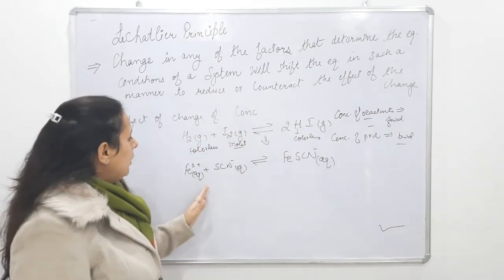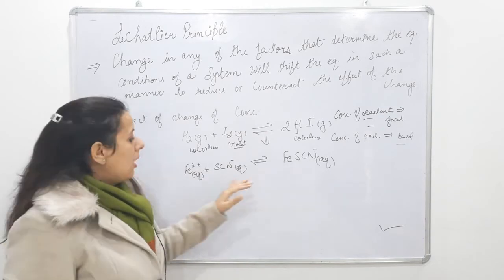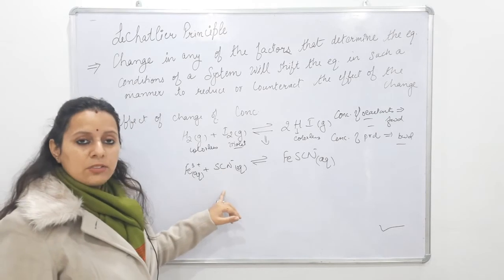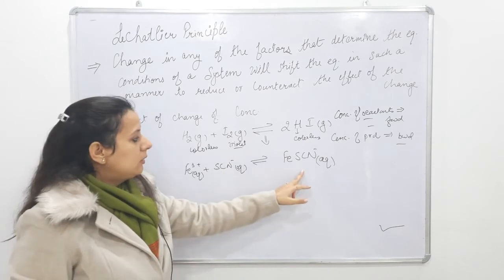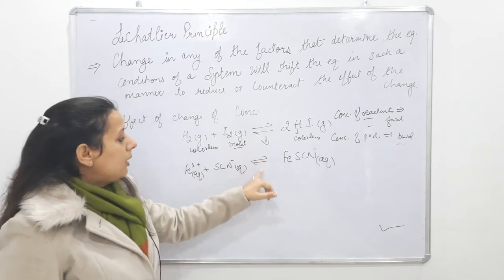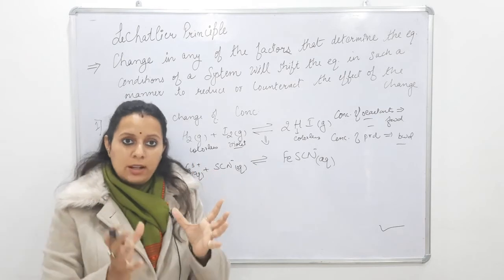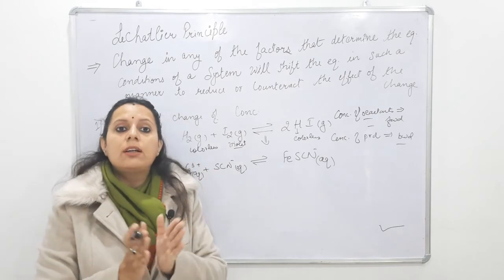Let's take one more example, that is ferric ion and thiocyanate ion and FeSCN. We know that the thiocyanate ion is purple in color and it gives us a brownish color, reddish brownish color, and at equilibrium we get the brown color. So with the help of colors and observation you can define the concentration.